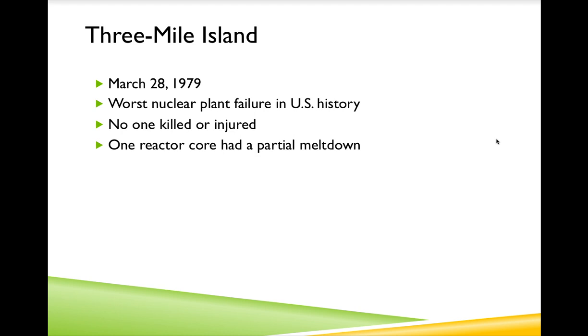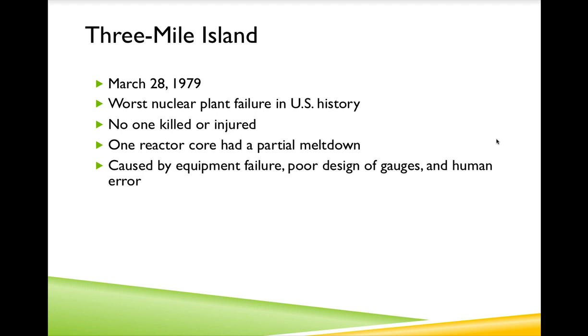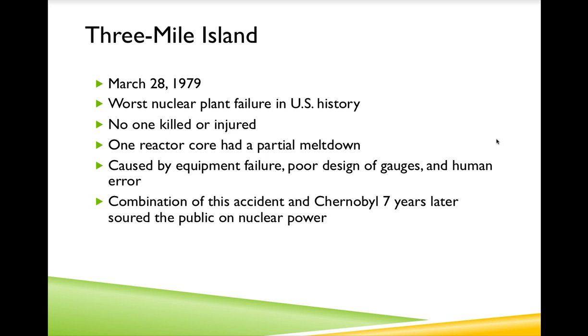One reactor core had a partial meltdown, and this was caused by a combination of equipment failure, poor design of gauges, and human error. So all of these things together led to the partial meltdown at 3 Mile Island. And it was a combination of this accident and Chernobyl, which we're going to talk about next, that soured public opinion on nuclear power.